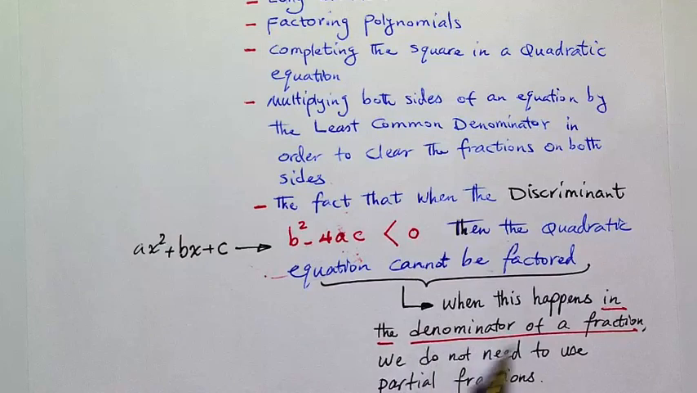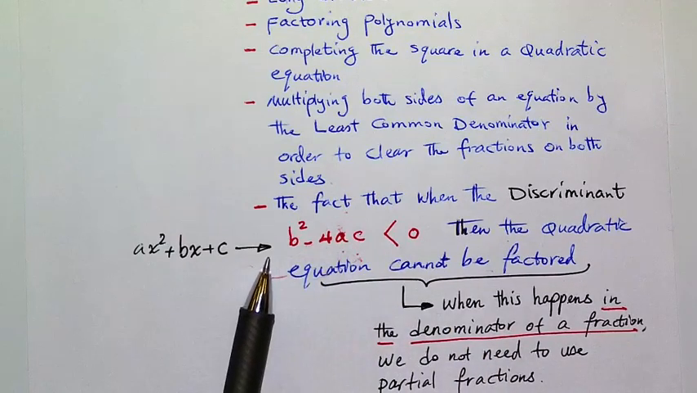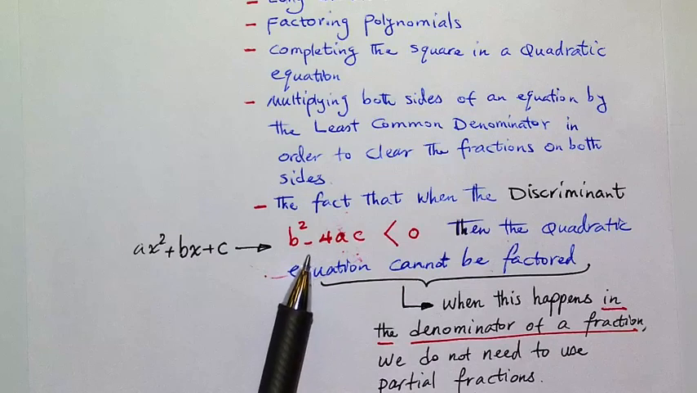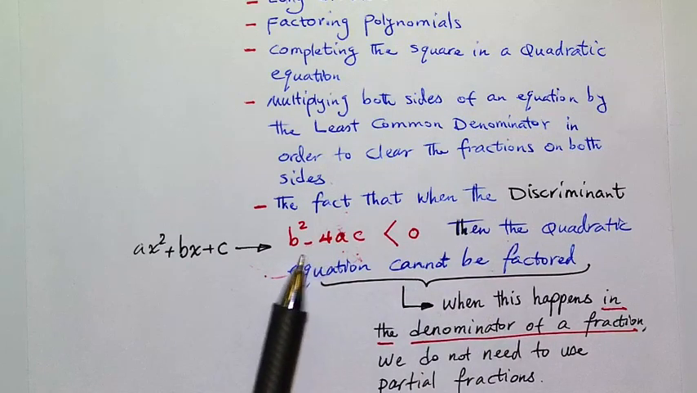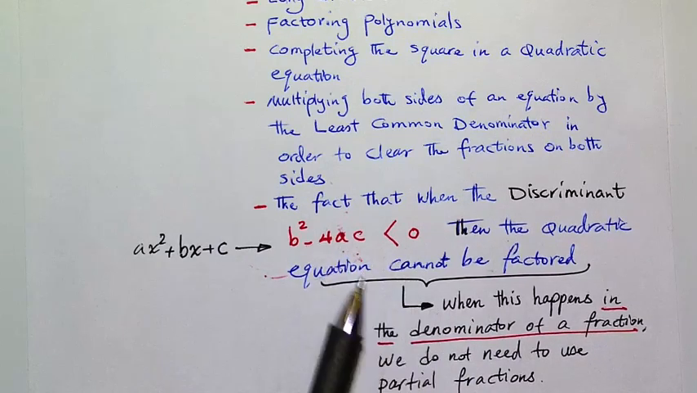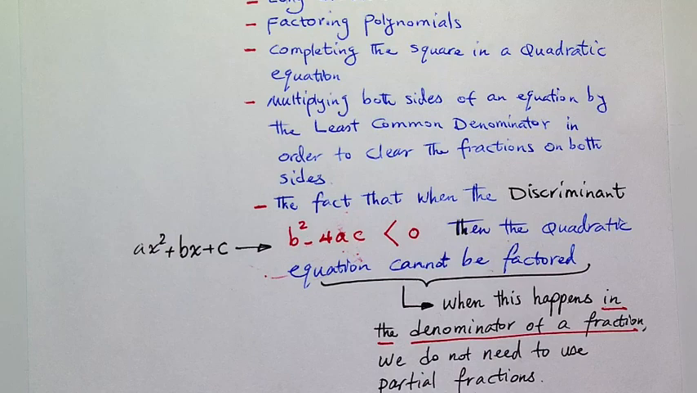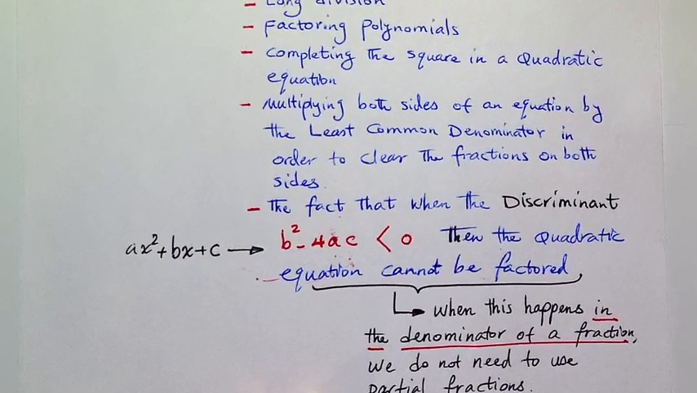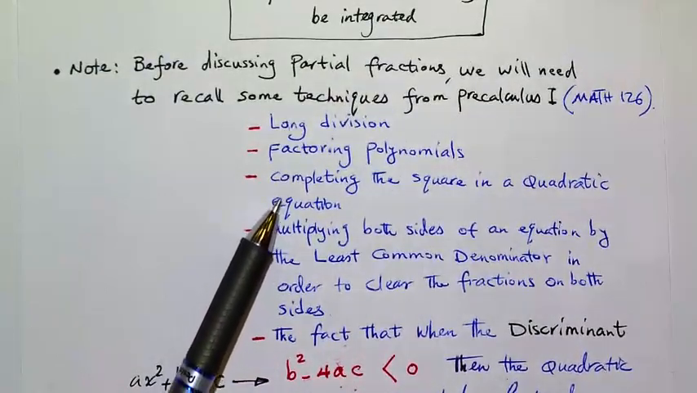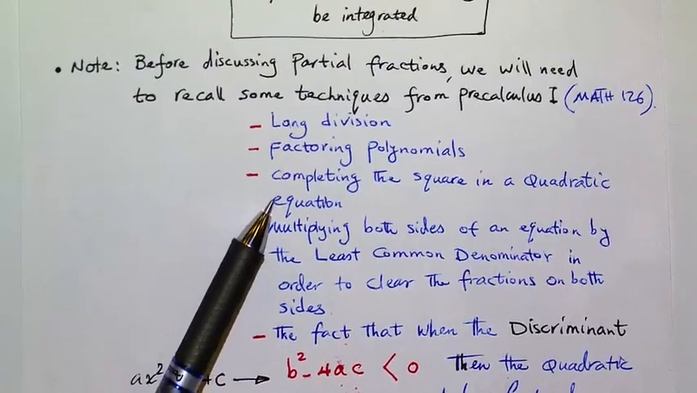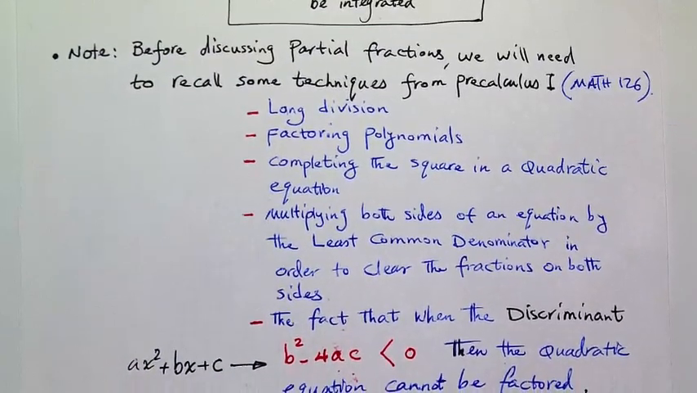If this happens in the denominator, we call these prime quadratic equations when we cannot factor them, when the discriminant is a negative number. And when this happens in the denominator of a fraction, then we don't need to use partial fractions. So we will use other techniques that I just mentioned, one of them being completing the square. So we will probably use that rather than using partial fractions.